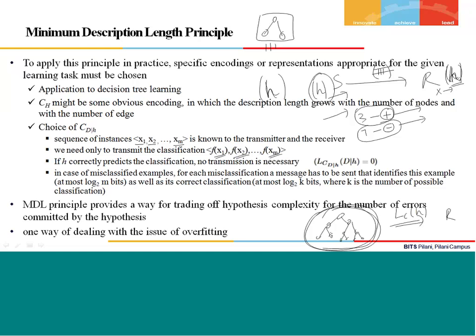But if you take a shorter tree, when you send it from the sender to the receiver, it takes fewer bits to send. But because it is not classifying every example correctly, you need to send those examples with their correct classification also. Now it takes extra burden. What is that optimal point where you should choose the hypothesis and the misclassification error so that you can send a minimum number of bits from sender to the receiver?